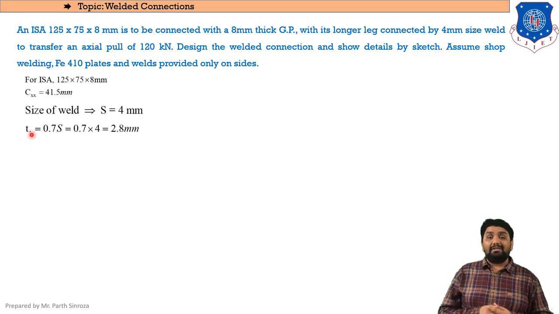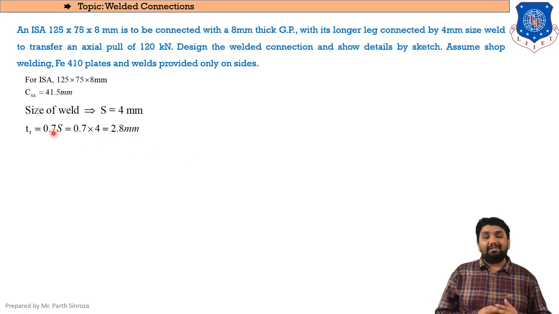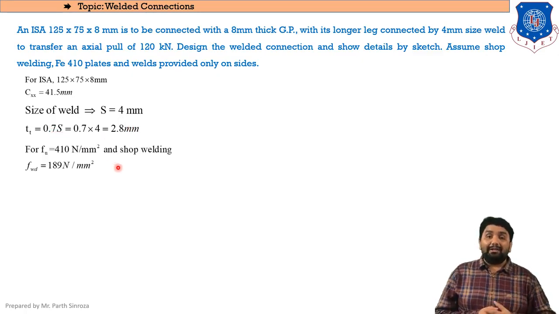As you can see in the question, the size of weld is 4 mm. From the size of weld, we will always be calculating the throat thickness. Clear? And throat thickness, that is TT, will always be equal to 0.7 into S. Calculating that, the value comes out to be 2.8 mm.